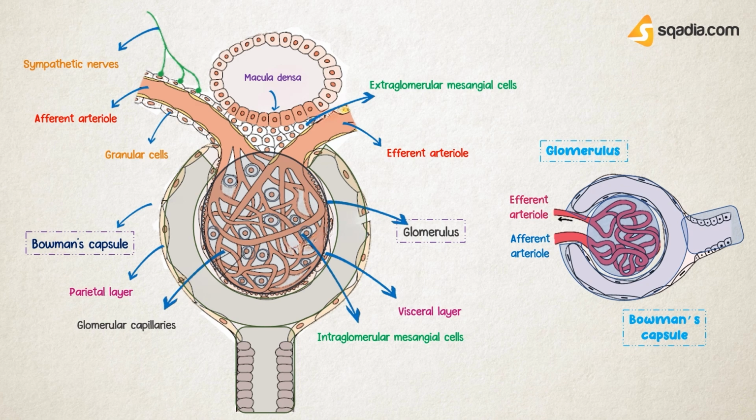The space in between these two walls, the parietal and visceral layer, is called the Bowman space, and the filtered fluid enters inside this Bowman space, and then it is called the glomerular ultrafiltrate. In our next section, we will discuss the structure of the glomerular capillaries and how the glomerular filtration takes place.